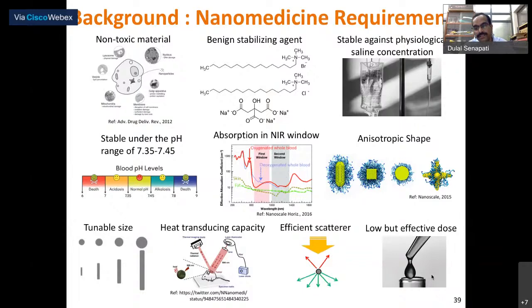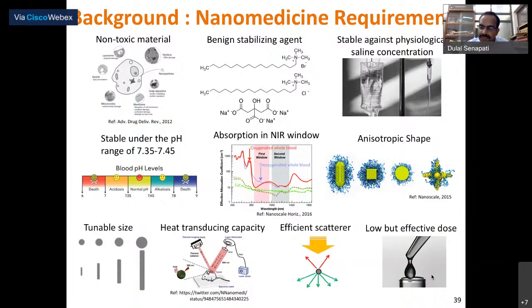Also, we want to deliver these nanoparticles inside the cell, so we should have control over their size, because if the nanomaterial is too big, we cannot deliver it inside the cell. So size variation ability is also very important. And lastly, we should not use too much of the nanomaterials. The dose has to be much lower, both for cost effectiveness as well as to reduce the toxicity.